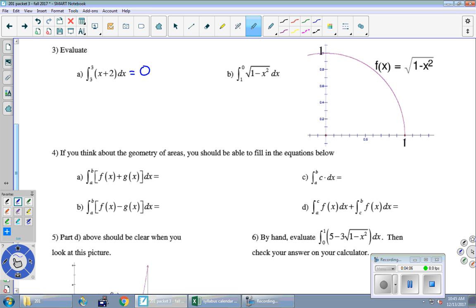Okay, let's take a look at this integral. It's the integral from 1 to 0 of the square root of 1 minus x squared dx. Now I've given you a picture here. This is the graph of f of x equals square root of 1 minus x squared. It's just part of a circle. And in this case, we're going between 1 and 0.